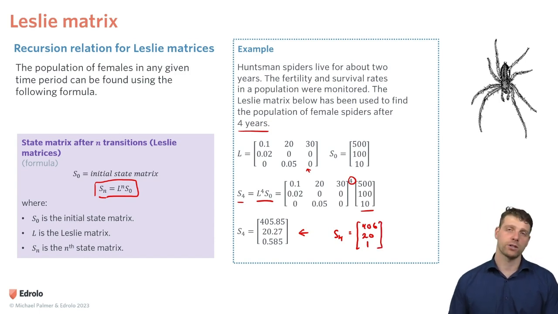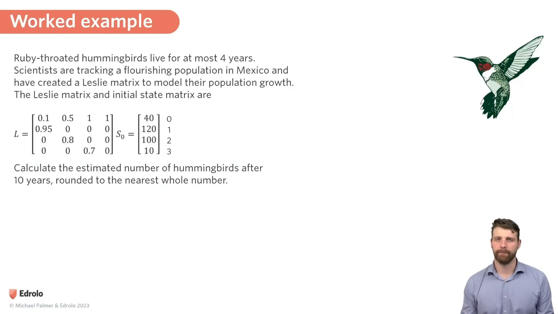Okay. If I wanted to find S5 though, and I was using a recursion relation, I wouldn't round. Remember, I only round for the final step when I'm asked for that final approximation to what the population is. Here's another worked example. The ruby-throated hummingbird lives for at most 4 years. Scientists are tracking a flourishing population in Mexico and have created a Leslie matrix to model their population growth. The Leslie matrix and initial state matrix are L and S naught presented there. The question wants us to calculate the estimated number of hummingbirds after 10 years, rounded to the nearest whole number.